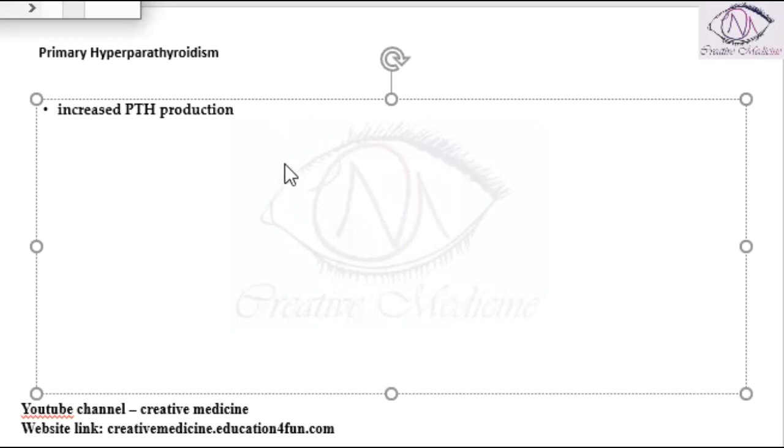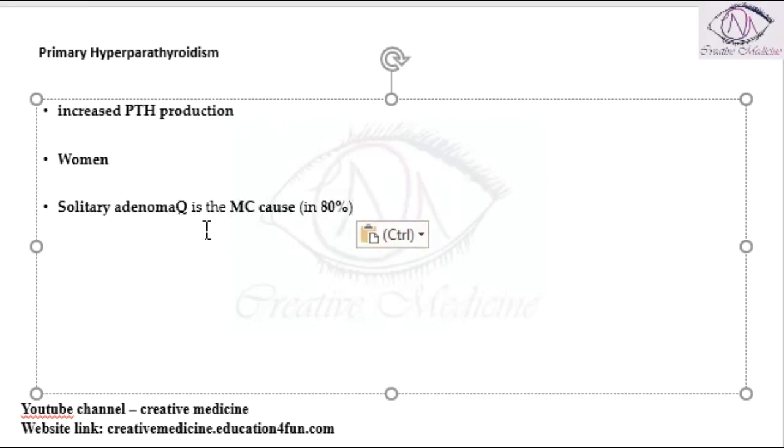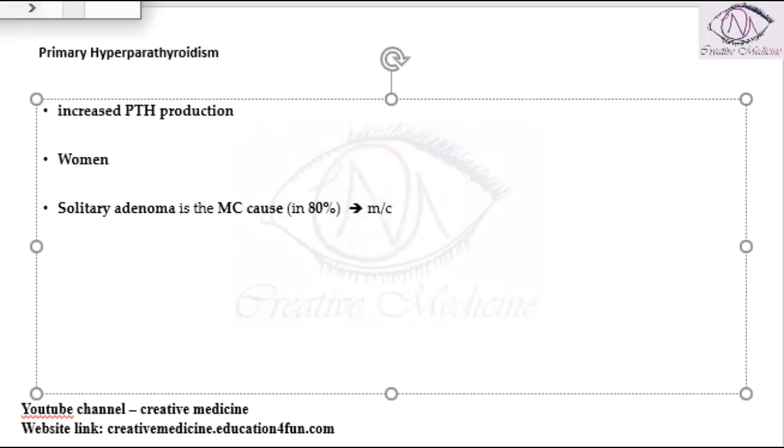Here it is more commonly seen in women than in men, and the most common cause of increased parathyroid hormone production is actually solitary adenoma in almost 80% of cases. And this solitary adenoma is most commonly located in the inferior parathyroid glands.